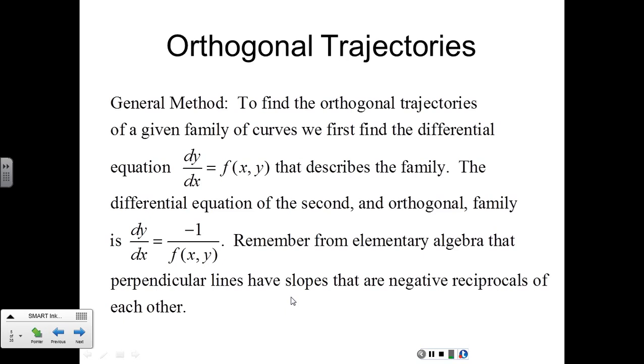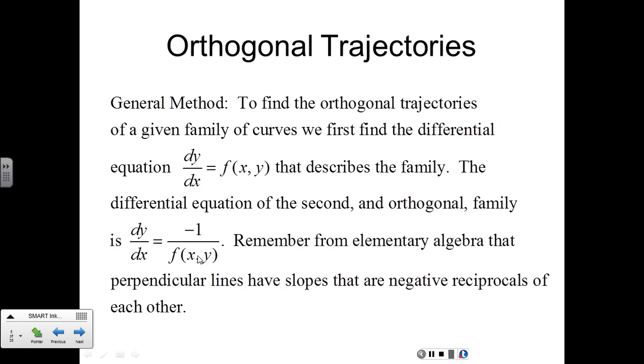Once you do that, for the differential equation of the second, the orthogonal family, you're going to flip what you get up there and change the sign. Flip it and change the sign. Remember from elementary algebra that perpendicular lines have slopes that are negative reciprocals of each other. So you're going to form a new differential equation by flipping it and changing the sign, and then you solve that DE. And that'll find your new family of curves that are orthogonal trajectories from your original.